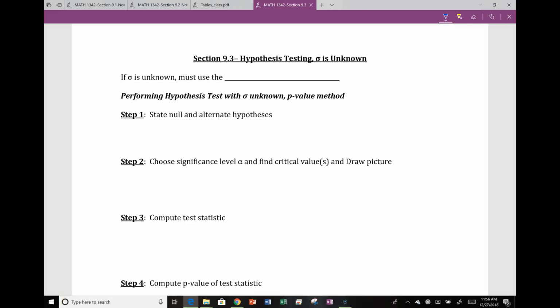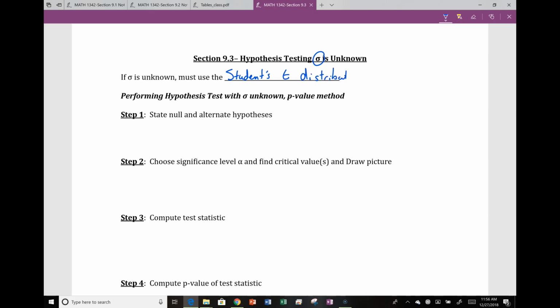In this video, we are going to continue discussing hypothesis testing, but now we're going to transition to where we do not know our sigma. We do not know our population standard deviation. When we do not have our population standard deviation, we must use what is called the student's t distribution. This is using the t-test.